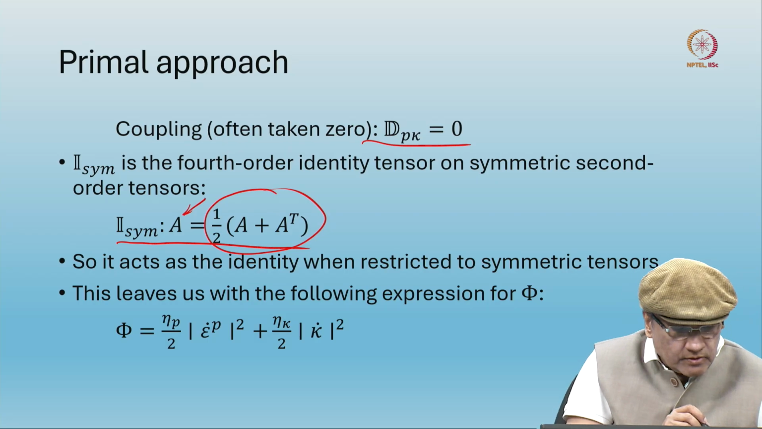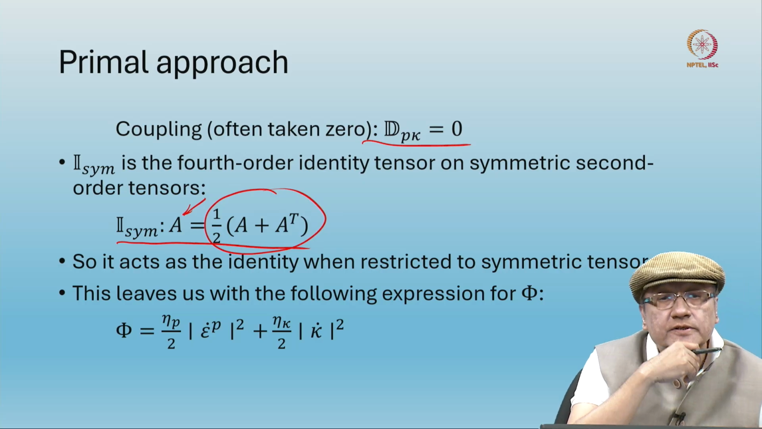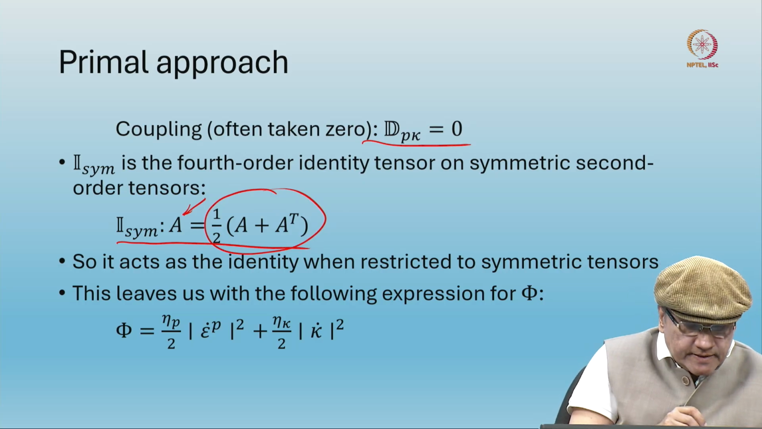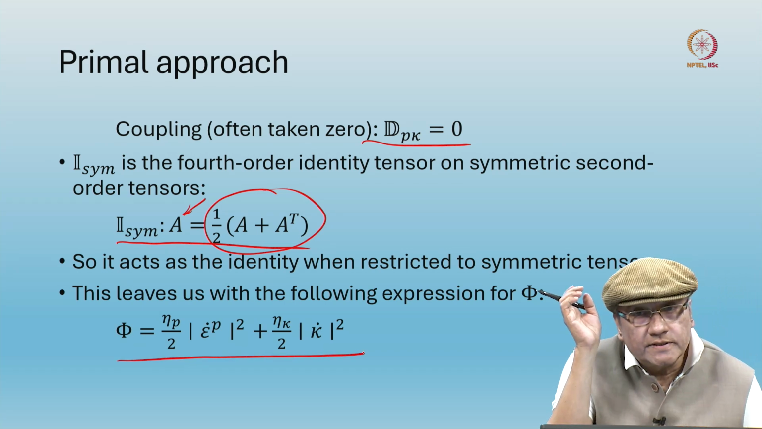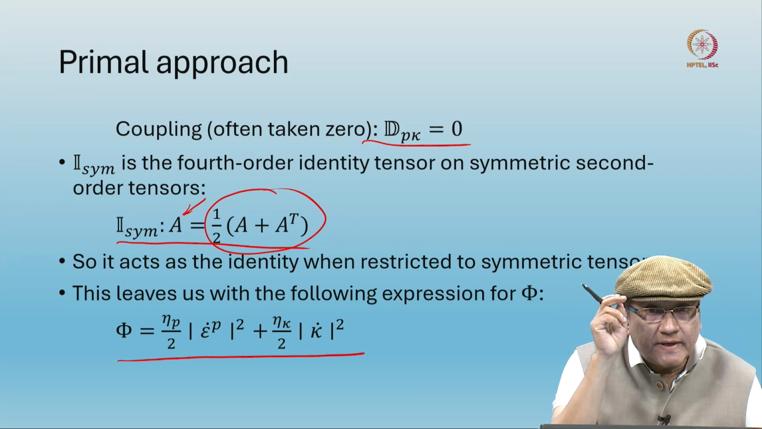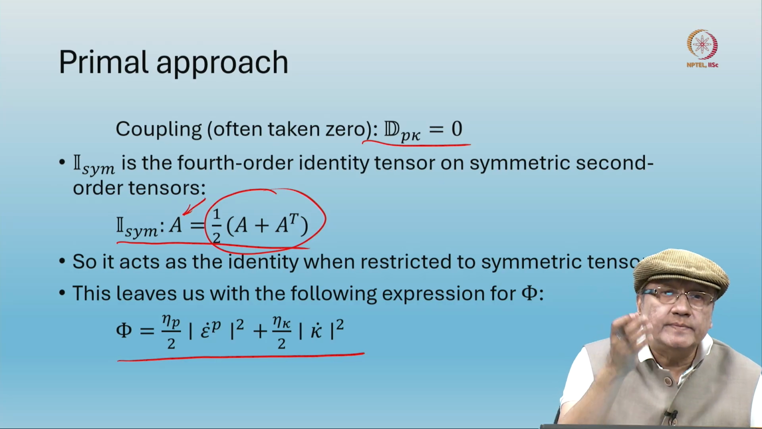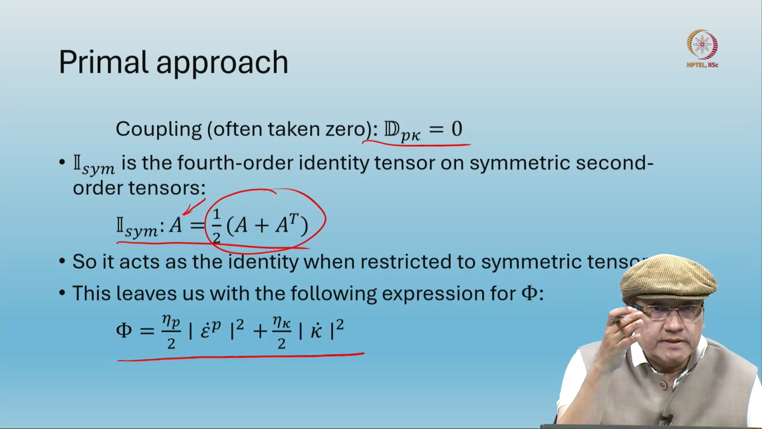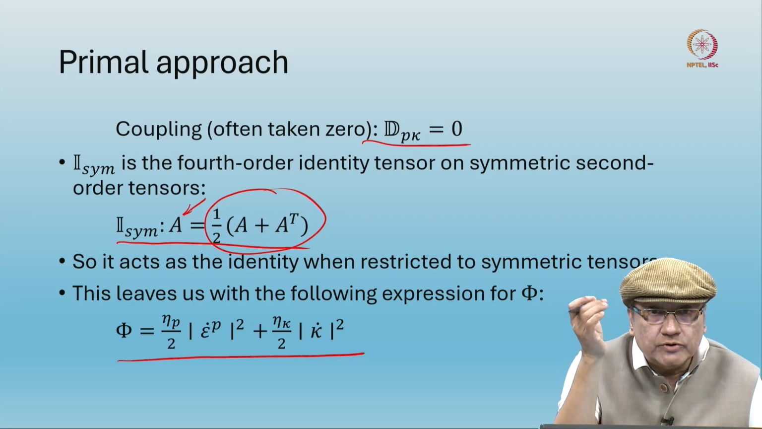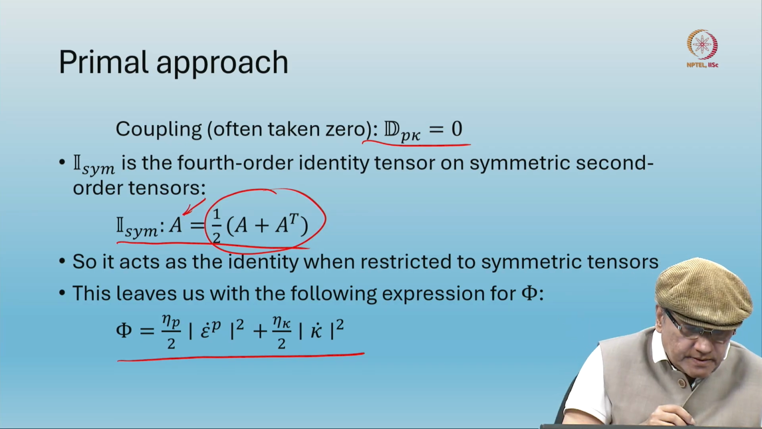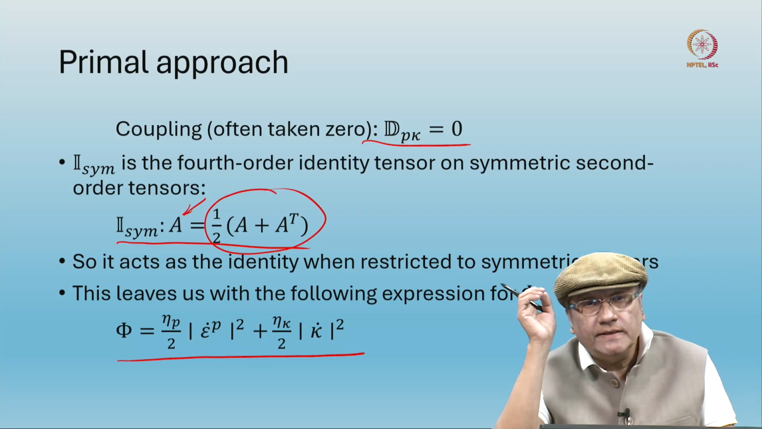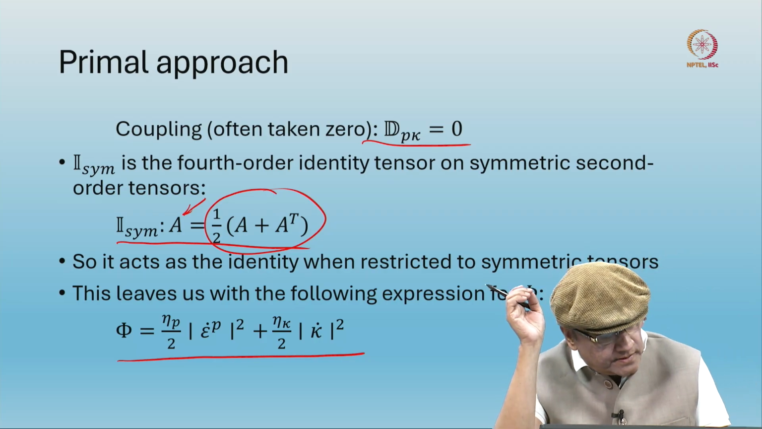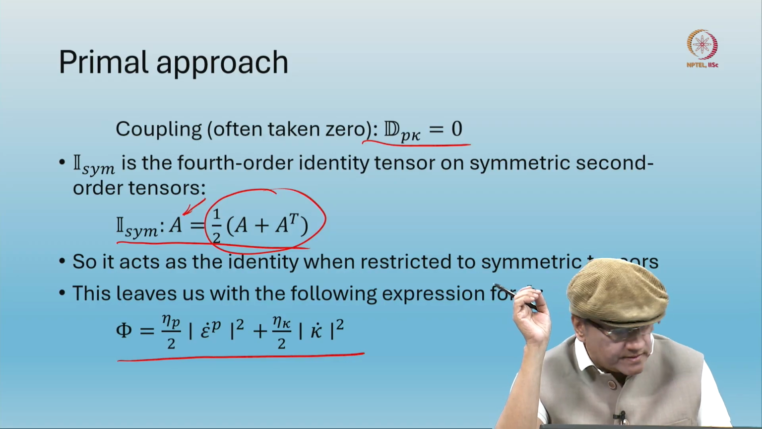What is the expression now? The expression for the dissipation potential is given here. Okay, so this is the expression for the dissipation potential. So you can see that this expression is very similar to the squared type of energy expanded by both the terms with eta p and eta k acting as the corresponding viscous damping terms. All right.